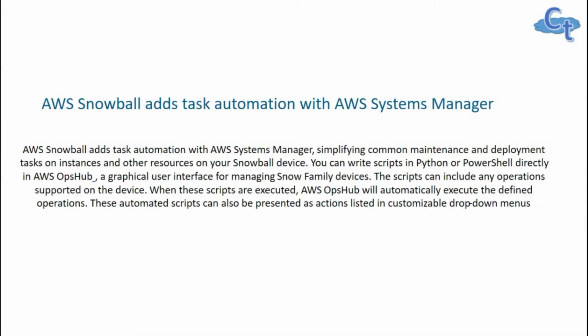AWS Snowball adds task automation with AWS Systems Manager. This simplifies common maintenance and deployment tasks on instances and other resources on your Snowball devices. You can now write scripts in Python or PowerShell directly in AWS OpsHub, which is a graphical user interface for managing Snowball family devices. The scripts can include any operation supported on that device. When the scripts are executed, AWS OpsHub will automatically execute the defined operations. AWS Systems Manager is basically used to provide us complete visibility and control of our infrastructure on AWS.